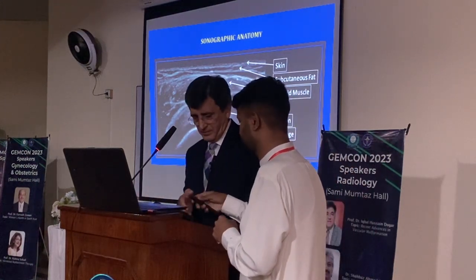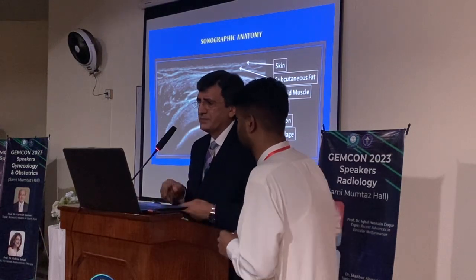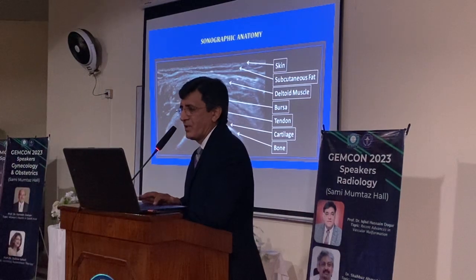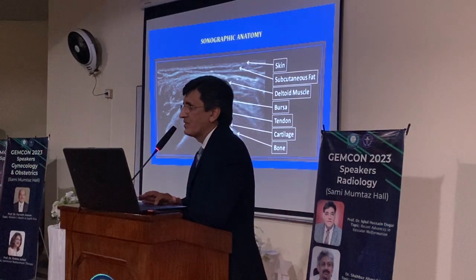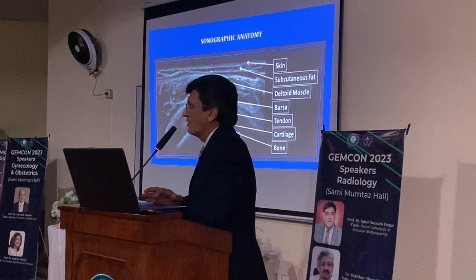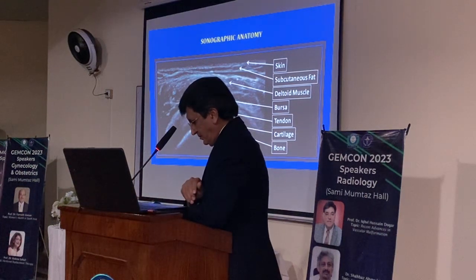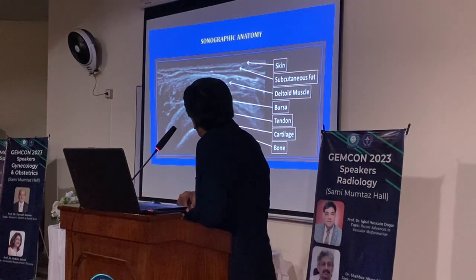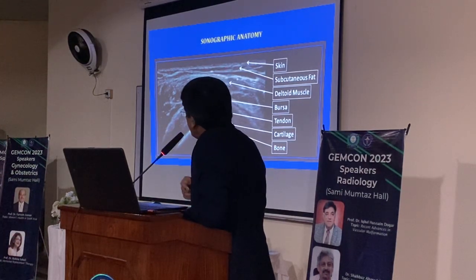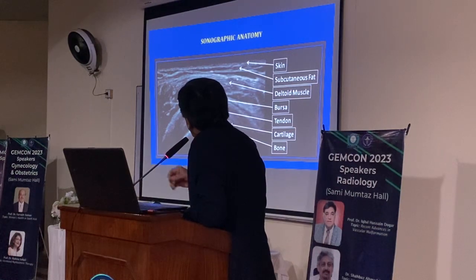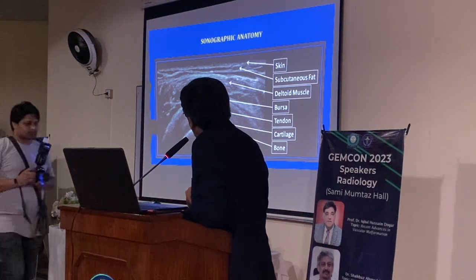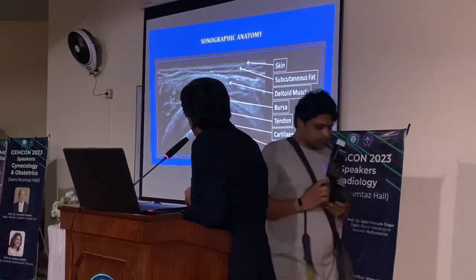and a cartilage which is hypoechoic. Remember, the tendon is a hyperechoic structure, the cartilage is a hypoechoic structure, and the bone is always hyperechoic. So remember these structures for the beginners. Again: skin, subcutaneous fat, deltoid muscle, hyperechoic tendon, cartilage, and the bone. This is what we focus on at the shoulder joint.